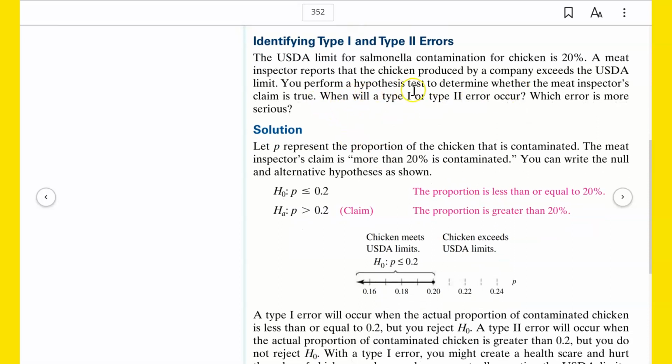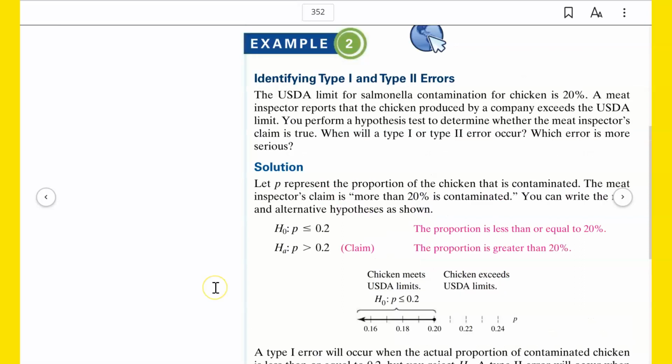So a type 1 error is when we reject, let me make sure I'm right about that, a true H0. So if this is really true, the proportion is really less than 20%, but we reject that. We say, well, no, don't believe that. The claim is true. It's higher than 20%. So that would be a type 1 error.